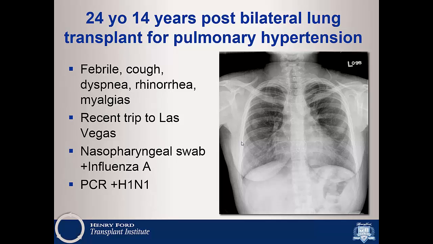So this is another girl, she's 24, she was transplanted actually in Pittsburgh, 14 years post bilateral lung transplant. She had her transplant for pulmonary hypertension. She came to us with a fever, cough, rhinorrhea, shortness of breath, and a lot of muscle ache, and she had just come back from Las Vegas. This was during flu season, and we swabbed her nose, and she grew influenza.